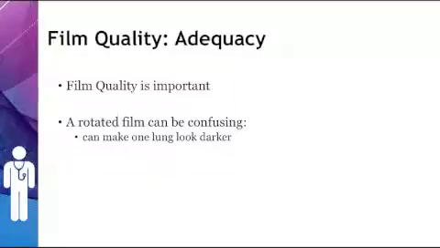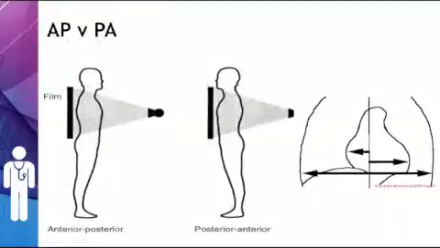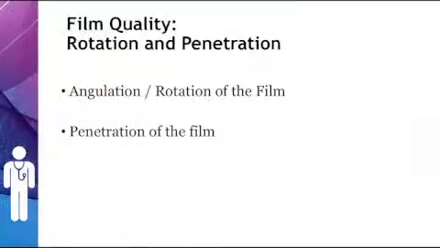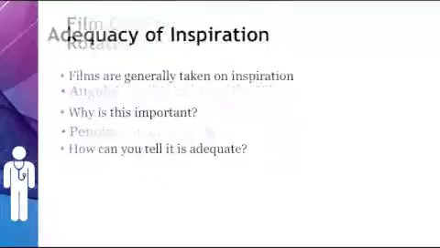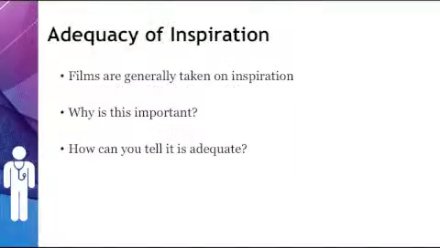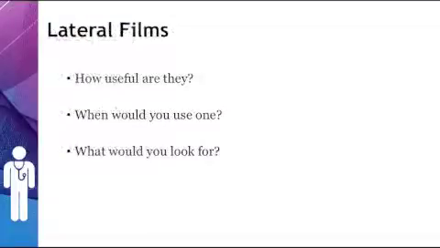So is the film adequate? You need to work out whether it's rotated. Is it an AP or a PA film? An AP film may look abnormal in terms of the size of the heart. Is there much angulation or much problem with the penetration? You should see all the vertebral bodies through the heart. Generally speaking, we do films on inspiration, but you may require an expiratory film for a pneumothorax. You can tell this is adequate because you should be able to see 6 anterior ribs.